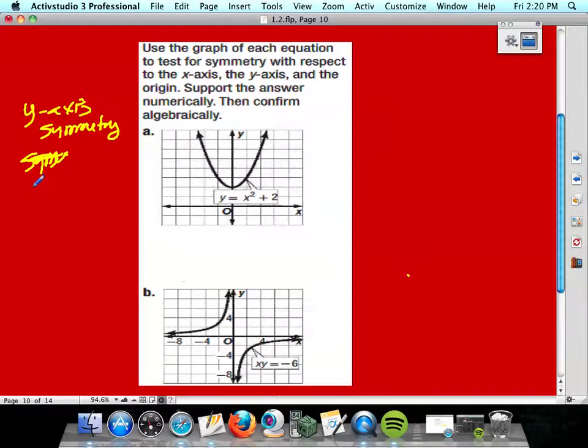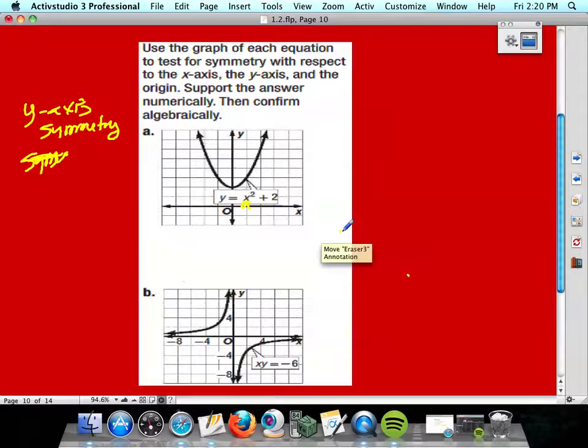What that means is plug in a number for x and a negative number and see if you get the same thing. For example, if I plug in negative 2 right there, it'd be 4 plus 2, which is 6. And if I plug in a positive 2 for x, you would get positive 4 plus 2, which is 6. So you could do that. They probably want you to write that down. I'm not going to write it up here just for time's sake.